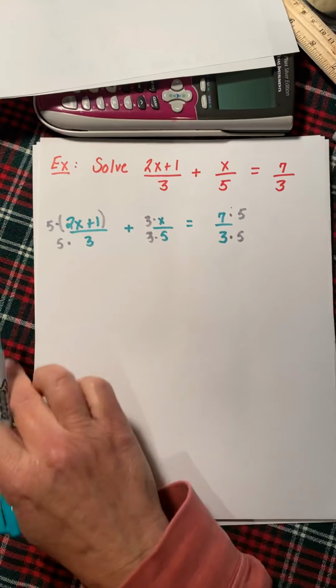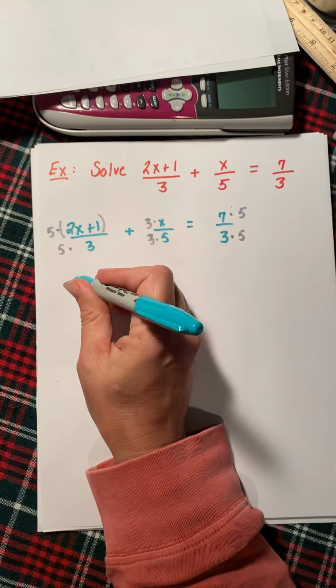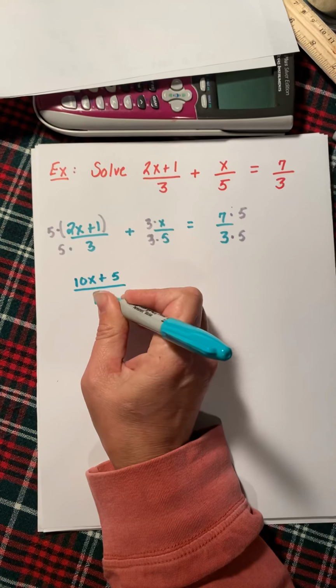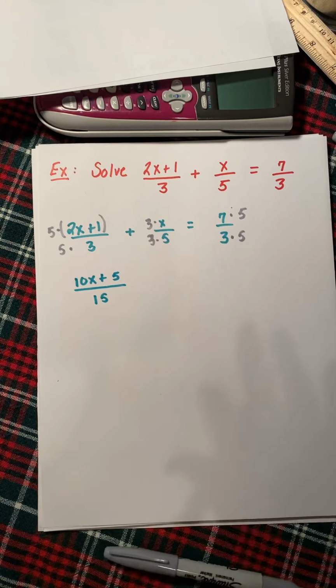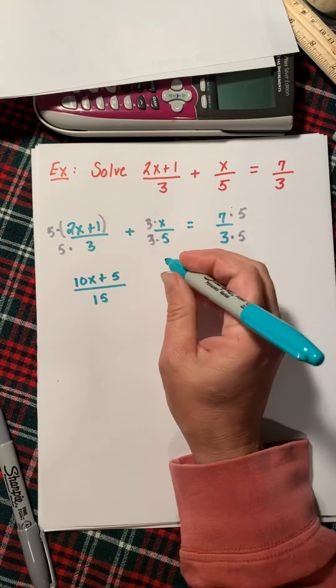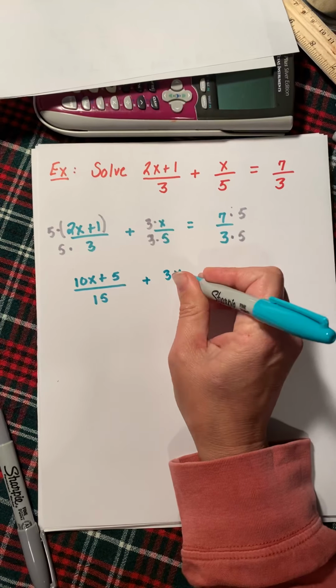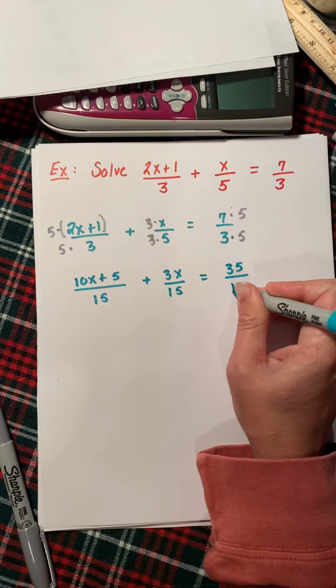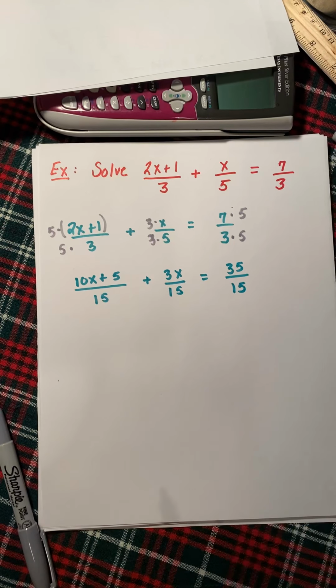Now I'm going to distribute my numerator. It's going to be 10x plus 5 all over 15. And I said don't multiply out denominators. When it's constant, that's easy. If it's not constants, then we don't necessarily need to. Plus 3x over 15 equals 35 over 15. So now we have all our rational expressions in this equation with the same denominator.